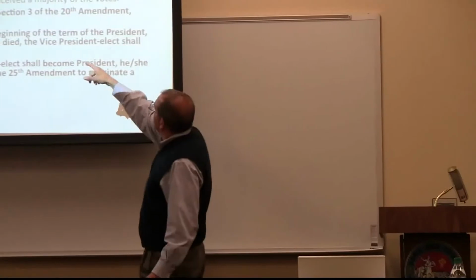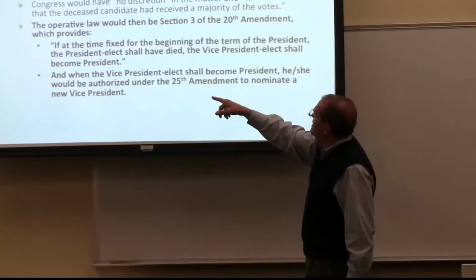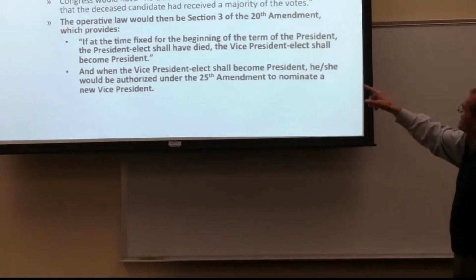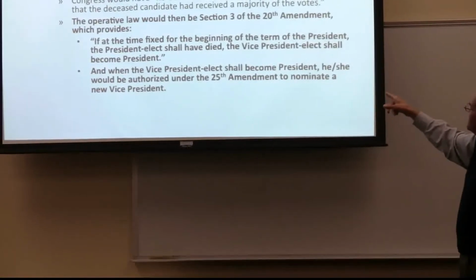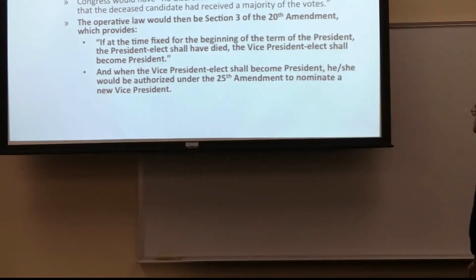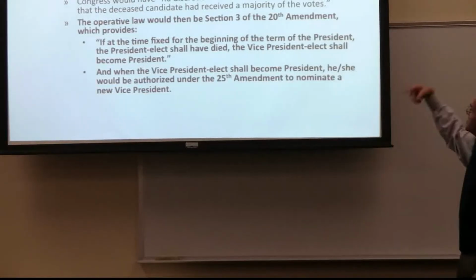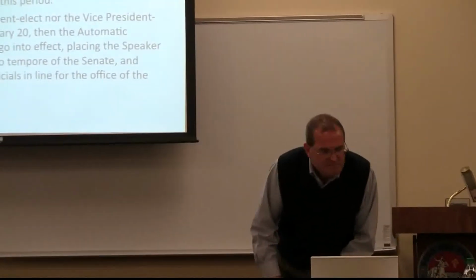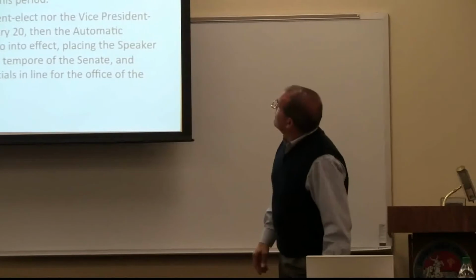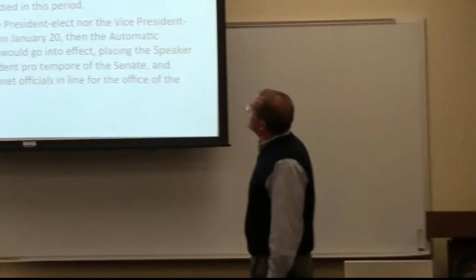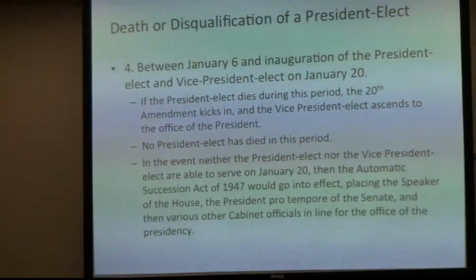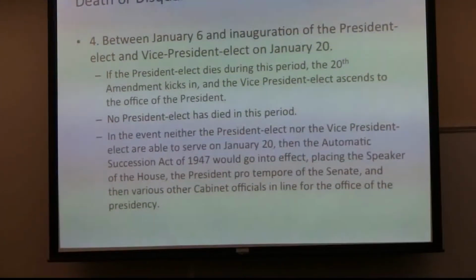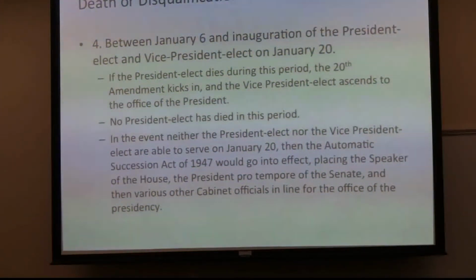And so the operative language is Section 3 of the 20th Amendment: "If at the time fixed for the beginning of the term of the president, the president-elect shall have died, the vice president-elect shall become president." And when the vice president-elect becomes president, he or she would be authorized under the 25th Amendment to nominate a new vice president. So this is what would happen in that time period. Then between January 6th and January 20th, it's basically the same thing. If the president dies, the vice president ascends to that level, is sworn in, and appoints a vice president.